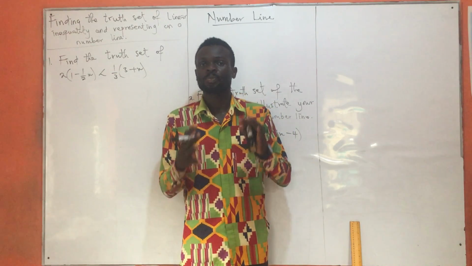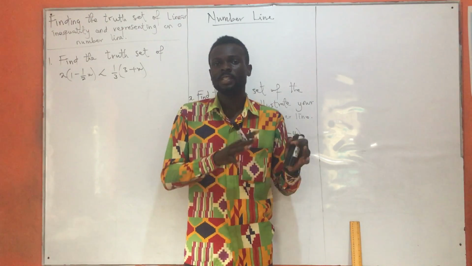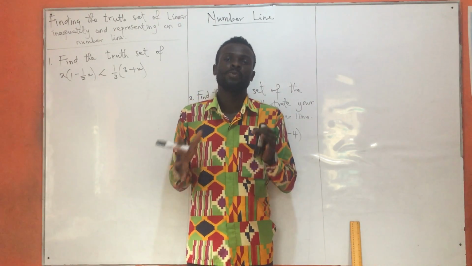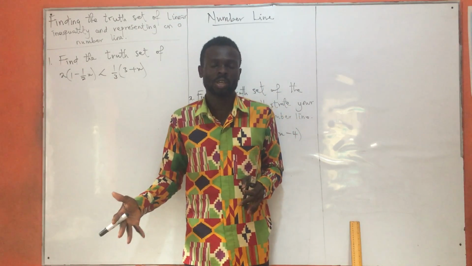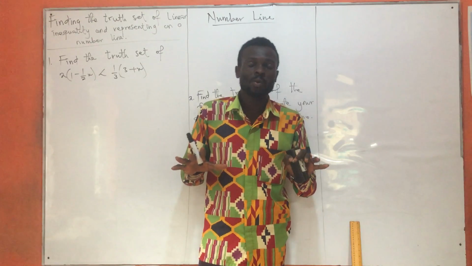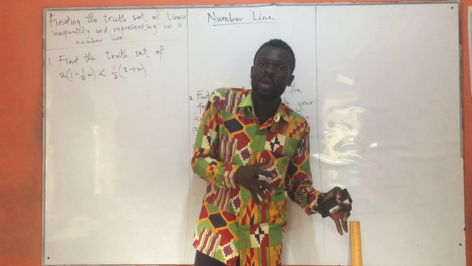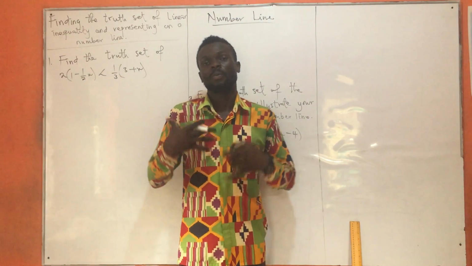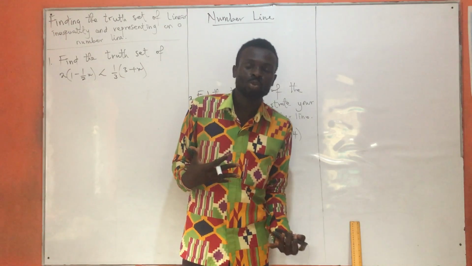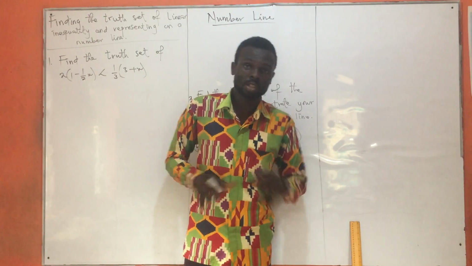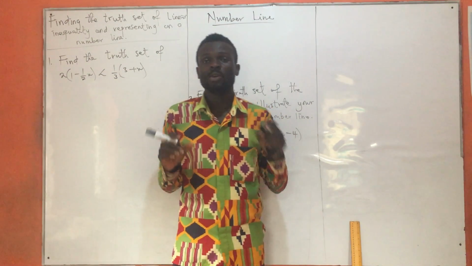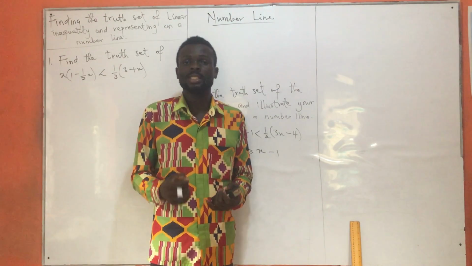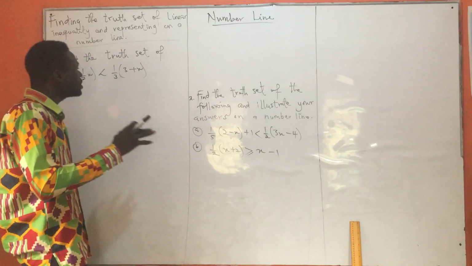Today we want to look at linear inequality, how to solve linear inequality, and finding the truth set of the inequality, as well as representing the answer on a number line. It's very simple. Last week we looked at the differences between equations and linear inequality. We looked at what to do and what not to do. With that same idea, we can find the truth set and represent an inequality on a number line.